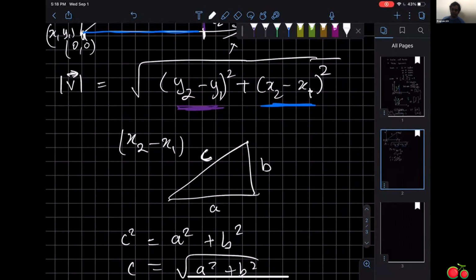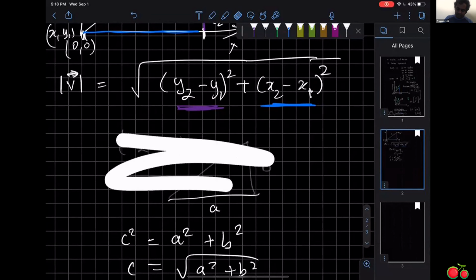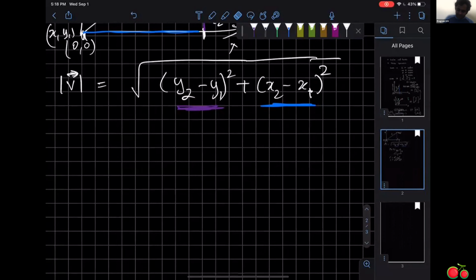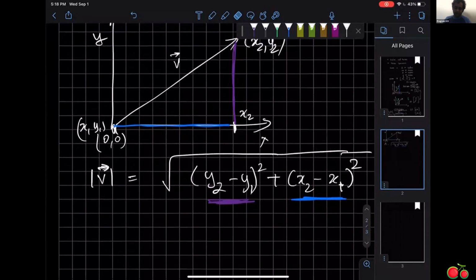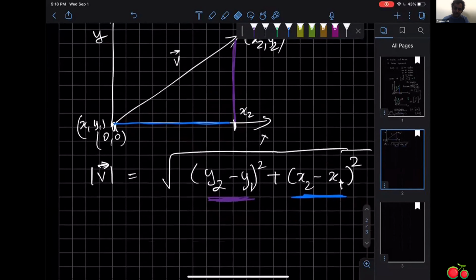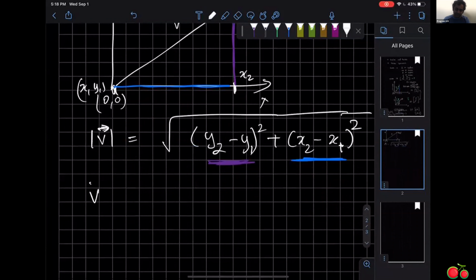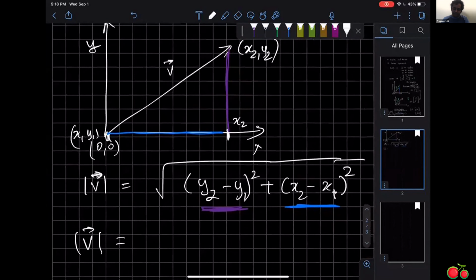I'll give you more examples here, because this part is super crucial as we go along, right? So in this case, when I calculate v, can somebody tell me, given x1 and y1, what's going to happen to this term here?